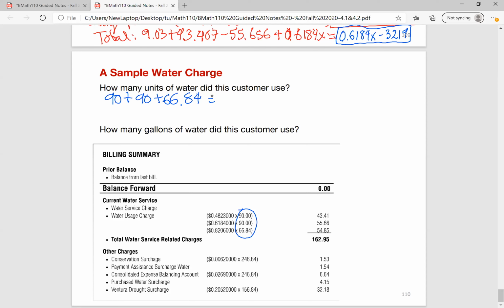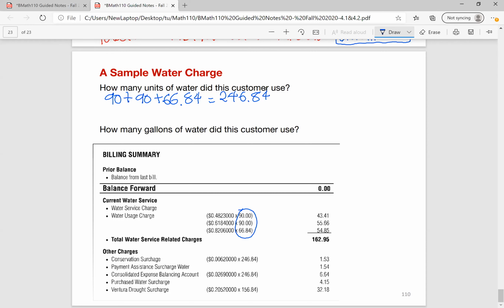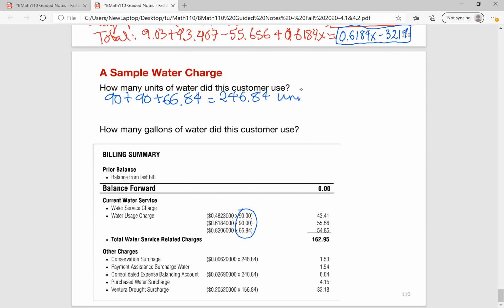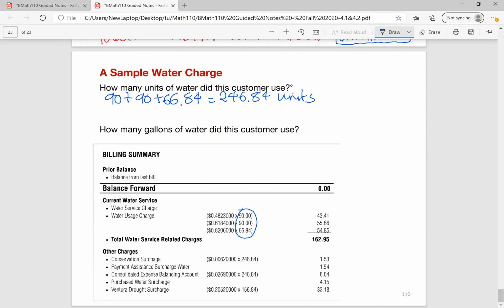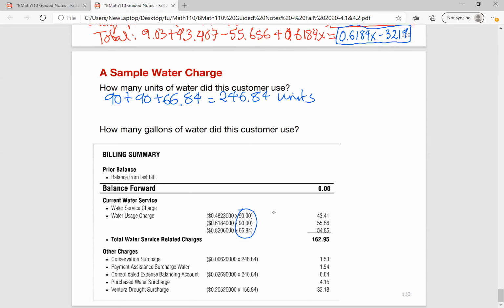So 180 plus 6.84 is 246.84. So this is the number of units the customer used. I know how many units because each case here has a different rate. The first rate is for the first 90, the second rate is for the second 90, and the last one is for units greater than 180.